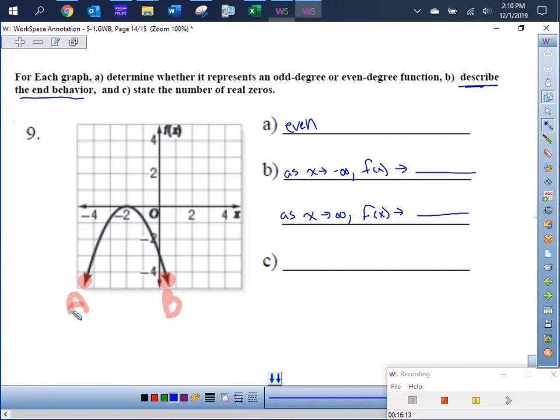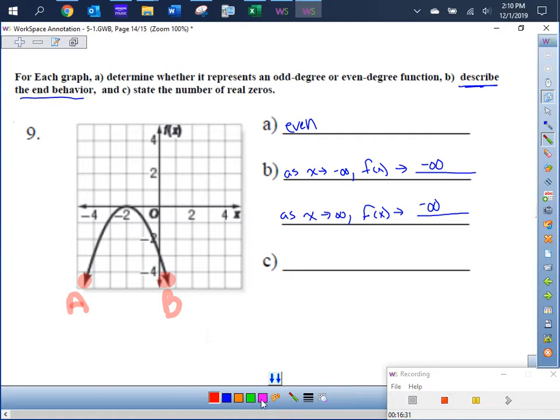This is your left end. If you do it in the same order I do every time, this is always the end on the left. This guy's going down to negative infinity. How about the guy on the right? This guy's going down to negative infinity. They're supposed to go the same way. This is an even degree.